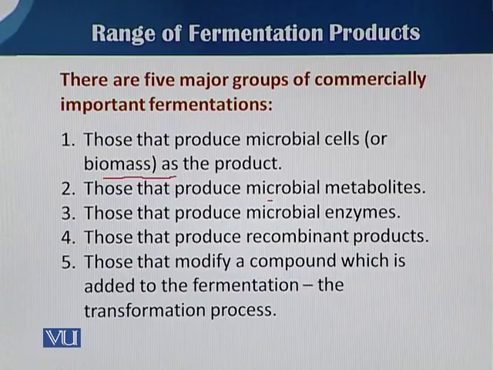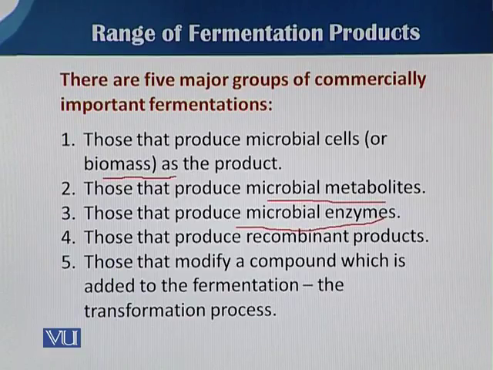Next, the second is microbial metabolites. When microbes grow, different metabolic pathways happen, so we can run the fermentation process for different kinds of metabolites. That is the second range of the fermentation product. The third range is microbial enzymes. We can produce different microbial enzymes through the fermentation process.